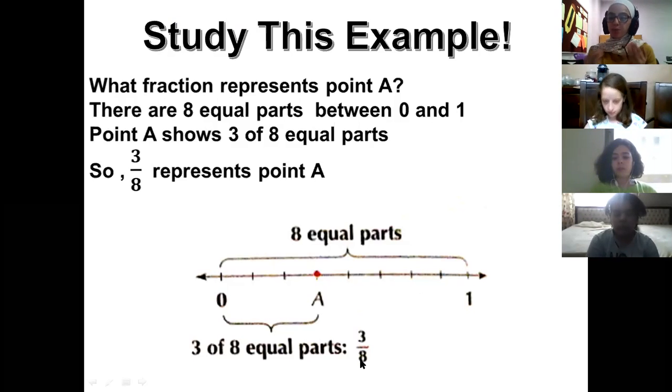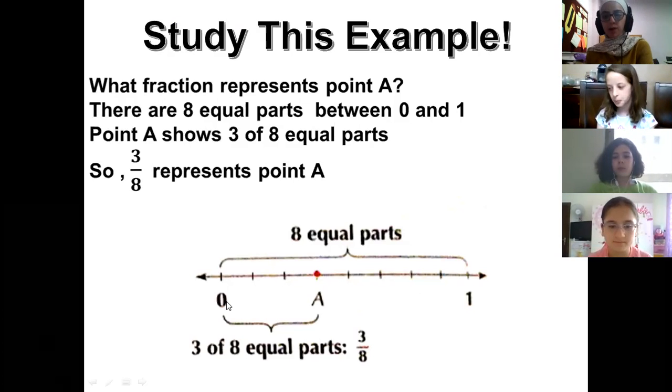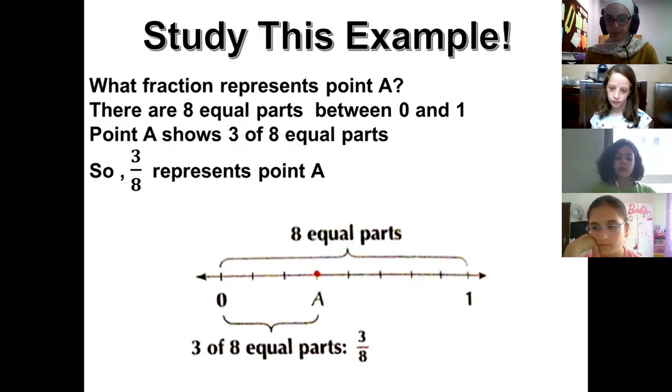What about the numerator? Look at point A. After 0, how many steps do you need to jump until you reach A? So this is 1, 2, 3. 3 steps. So 3 out of 8. We jumped 3 steps from 0, out of 8 equal parts in all from 0 to 1. Okay?